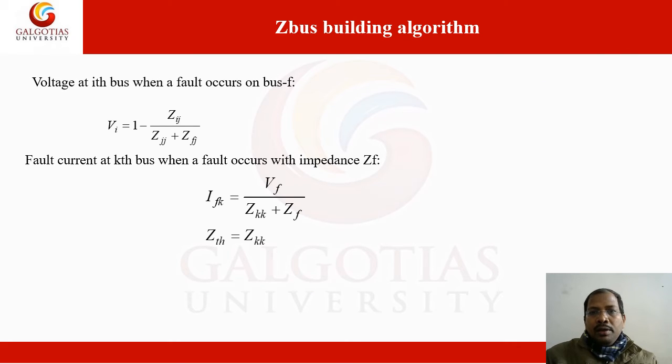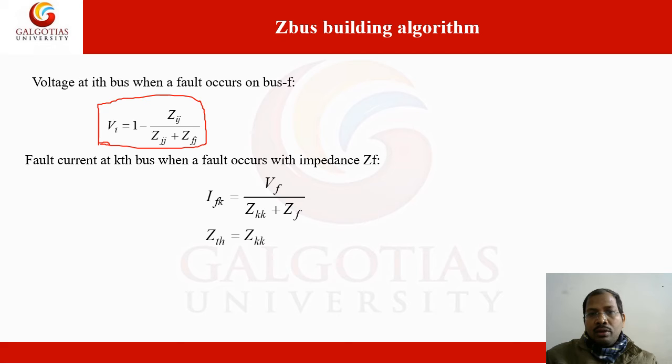So after the calculation of the Z bus, we want to calculate the voltages at particular buses, faulty buses or other buses. We can simply use this formula. This is the important formula. So VI, the ith bus, what is the voltage? 1 minus Zij by Zjj plus Zf. So here we are just considering that a fault occurs at the jth bus.